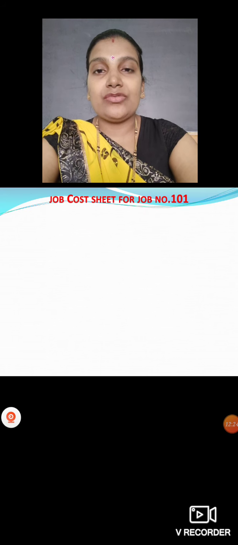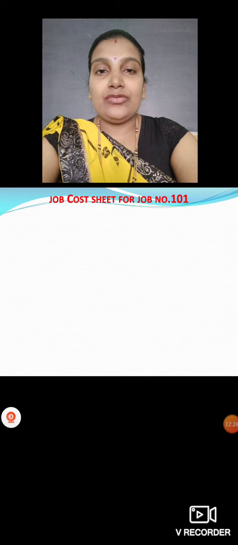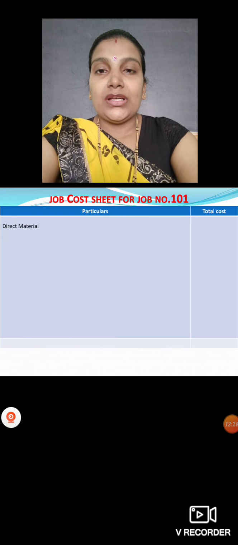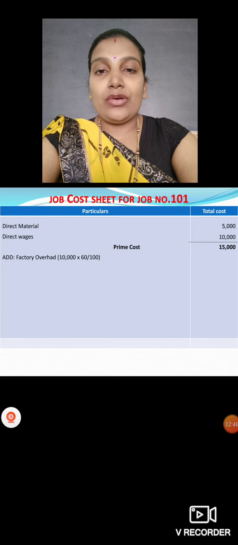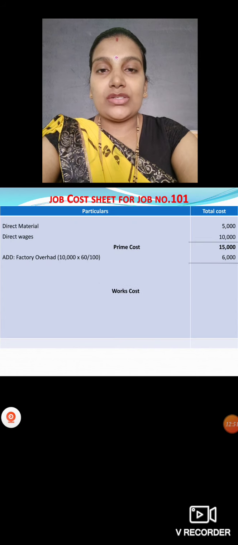So we'll prepare a quotation for this job cost sheet for job number 101. How much they have given? Direct material 5,000, then direct wages you have 10,000. Both you should add. So you'll get prime cost, it is 15,000. What about factory overhead? They have mentioned 60% of direct wages, right? So how much we have direct wages now? 10,000 into 60%. We'll get it is 6,000. Then how much we have works cost here? It is 21,000. Add administrative overhead.